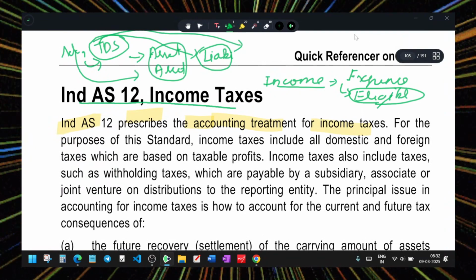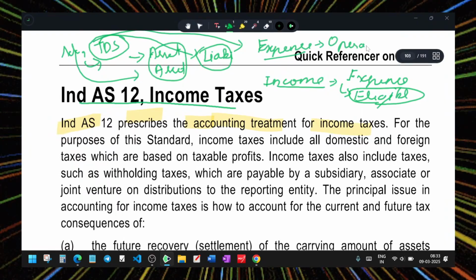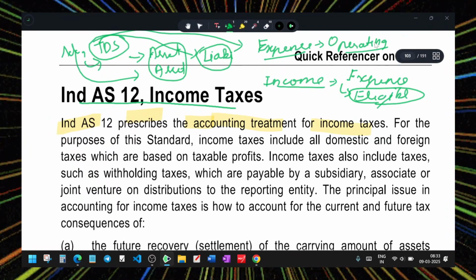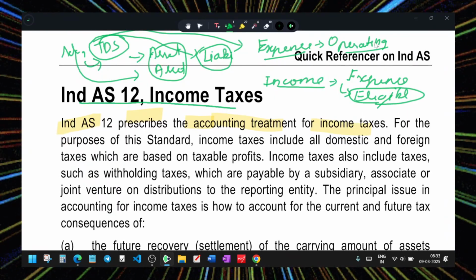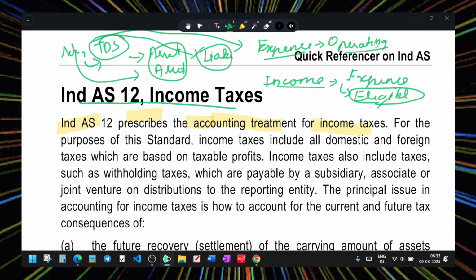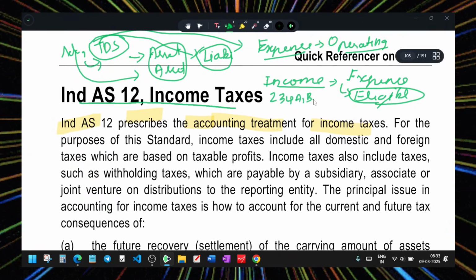When we pay income tax, that is an expense. What kind of expense? Operating expense. Anything more? Sir, we have penalty. How do you consider penalty, sir? Penalty is also an expense. So we pay tax as per 234 A, B, C. That is an eligible expense.